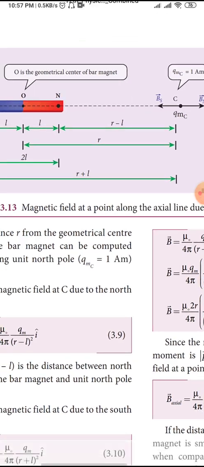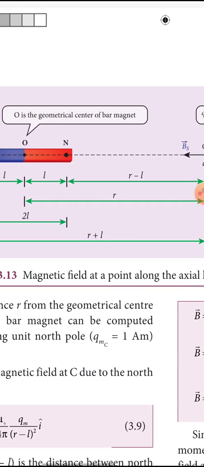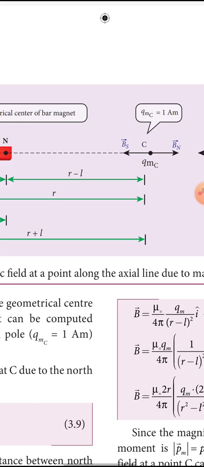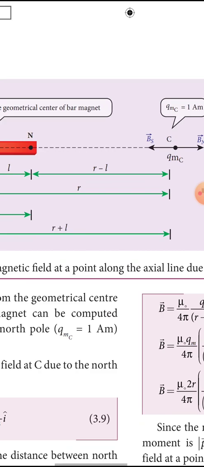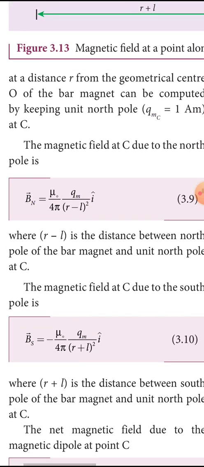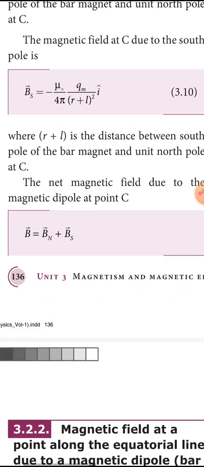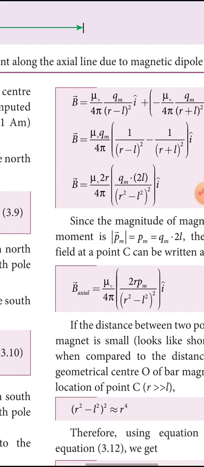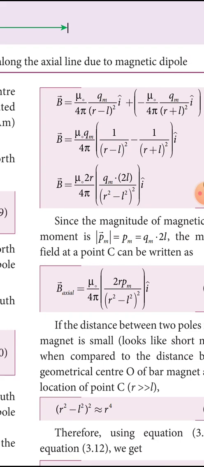So you have a bar magnet which is shown in this diagram, south pole and north pole, and you are going to find out what the magnetic field is at the point C. For that you have to consider Bn, the magnetic induction due to the north pole, and Bs, the magnetic induction due to the south pole, and the total length of the bar magnet is considered to be 2L. Based on this you find Bn vector, Bs vector, and the total magnetic field B vector is equal to Bn vector plus Bs vector.